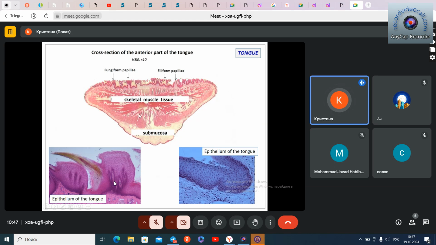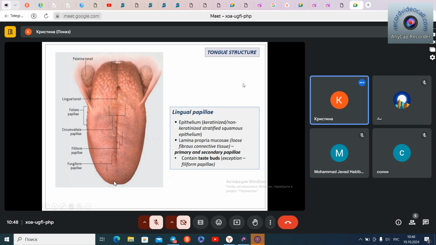Most of the volume of the tongue is filled with skeletal muscle tissue. In the lower picture on the left, you can see two kinds of papillae, which can be found on the dorsal surface of the tongue, which are fungiform and filiform papillae. On the lower surface, the epithelium has no such evaginations, so no elements of relief, and epithelium here is just stratified squamous non-keratinized.